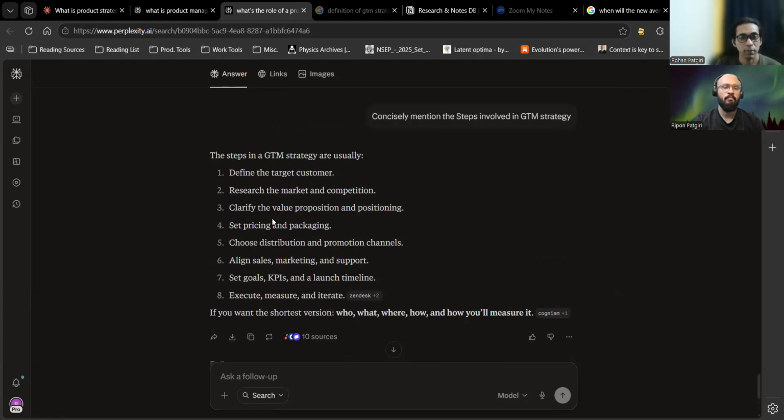Well, as per this, I must say it looks like there is certain overlap with other things, because it says define the target customer. I think the product manager, when designing the product itself, had decided the target customer. So, research the market and competition. I think the product manager already does this while creating the product.